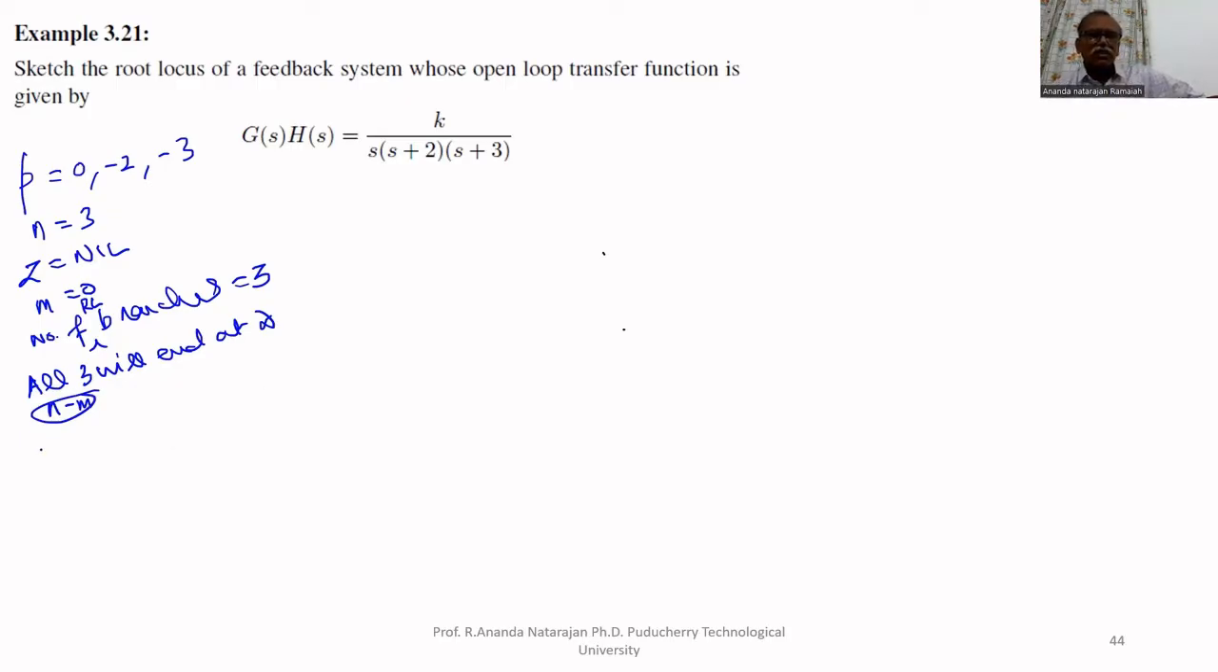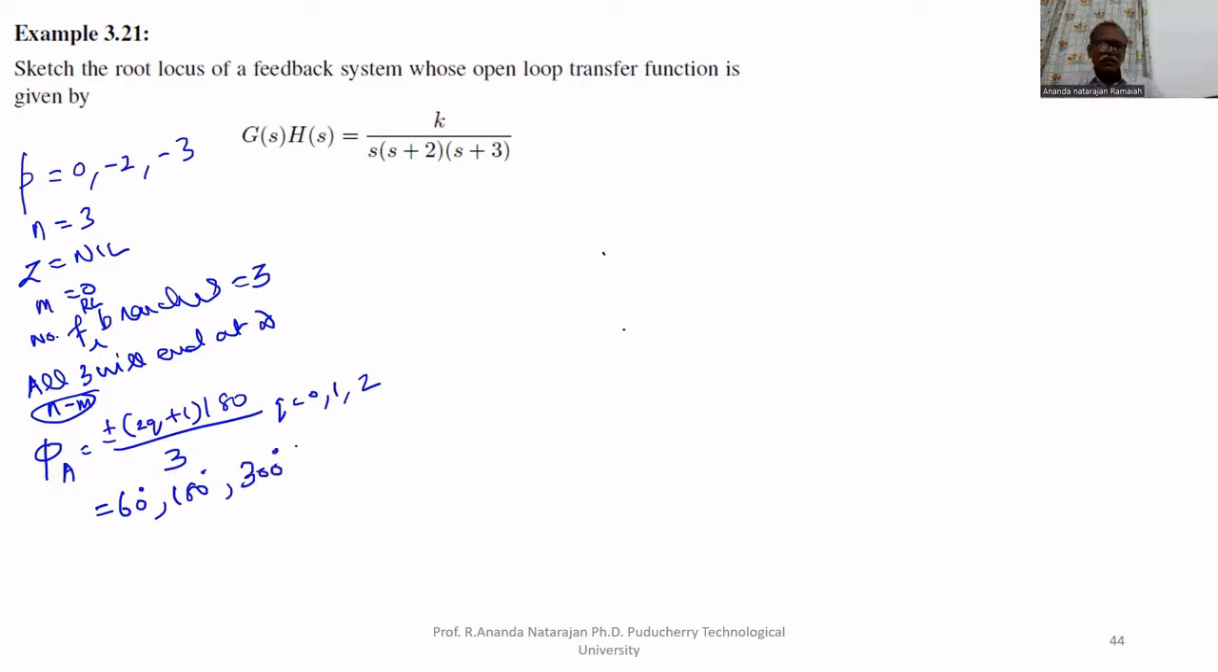Therefore, they will go to infinity at an angle phi a, that is equal to plus or minus (2q plus 1) multiplied by 180 divided by n minus m, that is 3, when q equal to 0, 1, 2. If you substitute 0, you will get 180 divided by 3 equal to 60 degree. Then 180 degree and 300 degree. So when q equal to 2, you will get 300 degree. This is the angle of asymptote at which the root locus branches go to infinity.